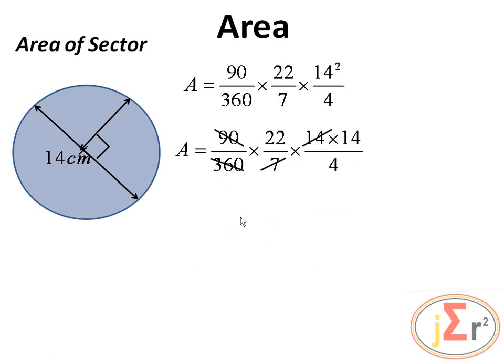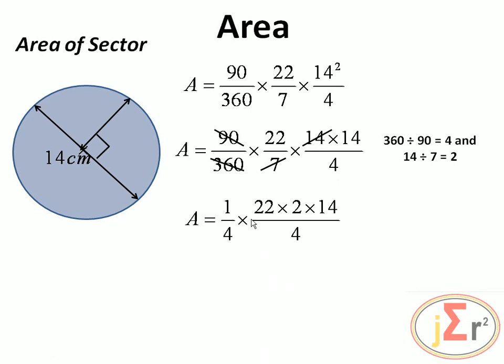we are going to be reducing again. This time 360 divided by 90 is 4. And 7 into 14 is 2. So we are going to have this goes to 4, and 7 into 14 is 2. So we have 1/4. And then we have 22 times 2 times 14 over 4. And of course, there's no doubt that we can reduce again. 2 times 22 is 44. And 44 divided by 4 is 11. So we are going to reduce that with 4. So we are going to have 11 times 14 over 2.